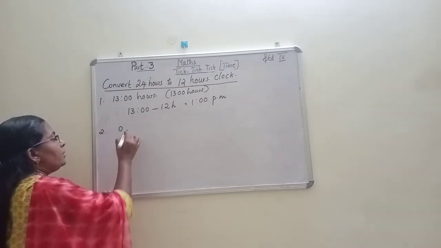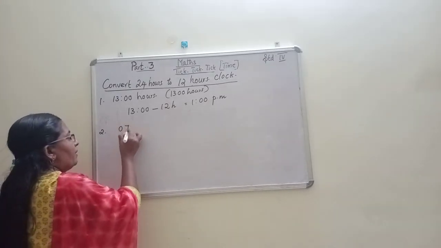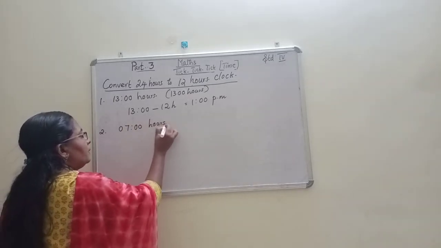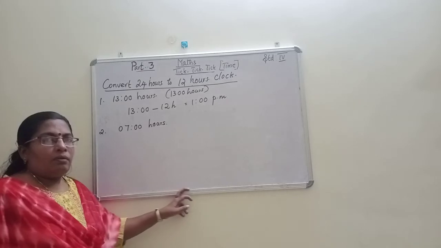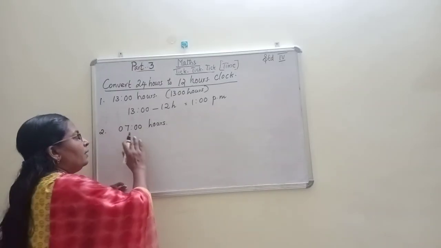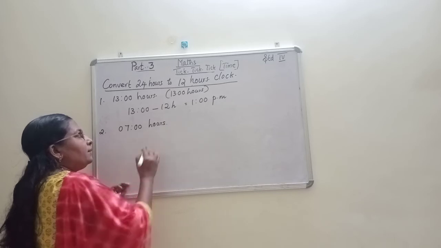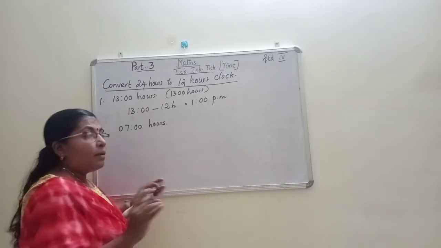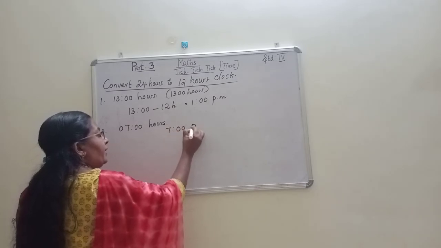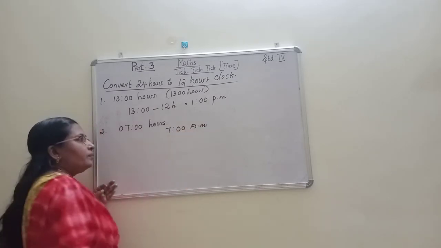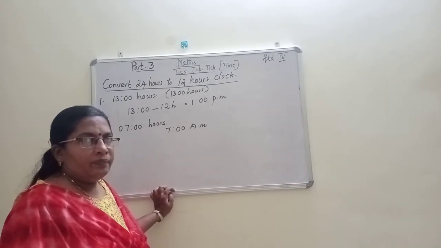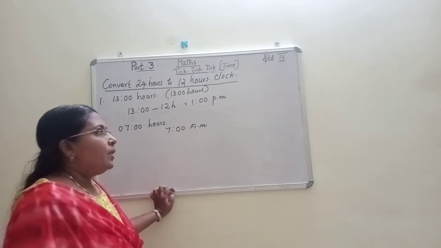Next, second one, 07 hours. This one is AM. So 7 AM. Understand?